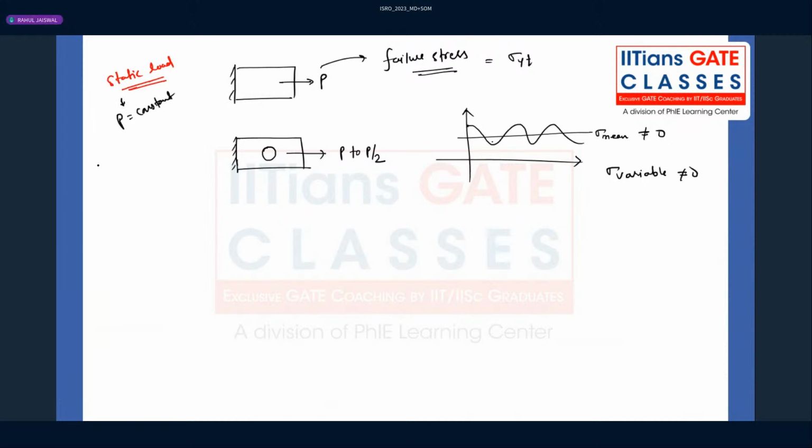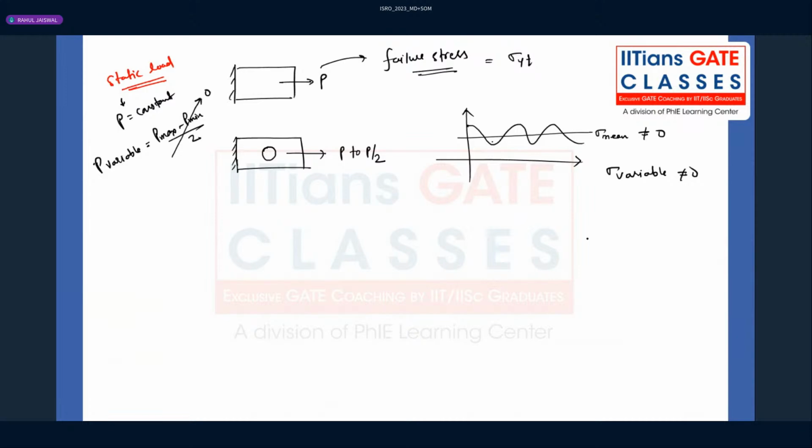Then tell me, what is a variable load? The variable load means sigma maximum. Oh, sorry, here we are calculating the load. So P variable is P maximum minus P minimum by 2. Here, when the P is constant, there is no variable load. There is no maximum or minimum. Everything is zero. P variable is zero, right?